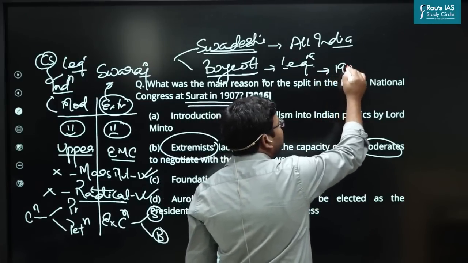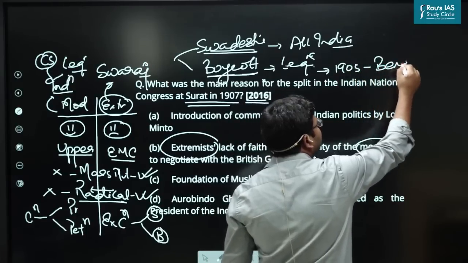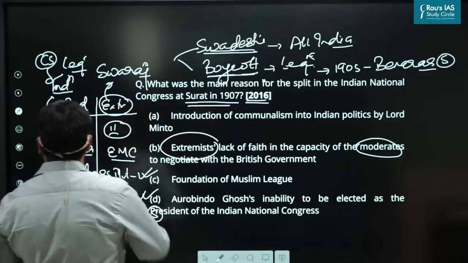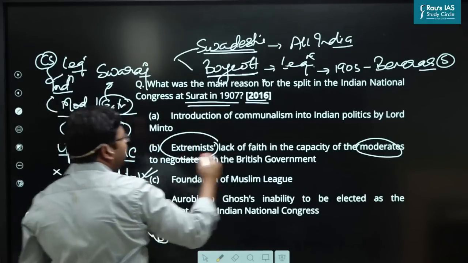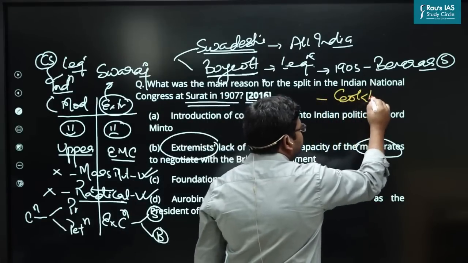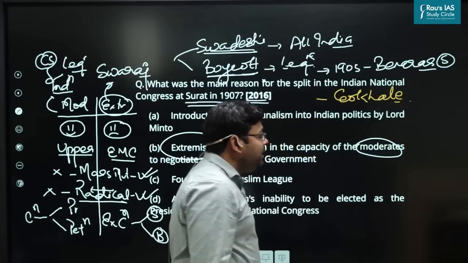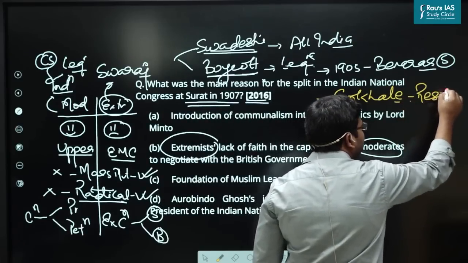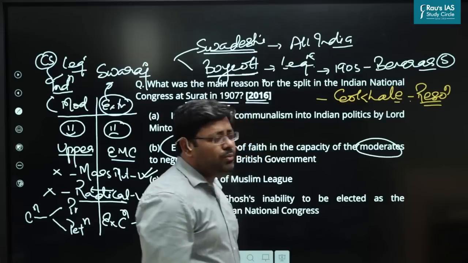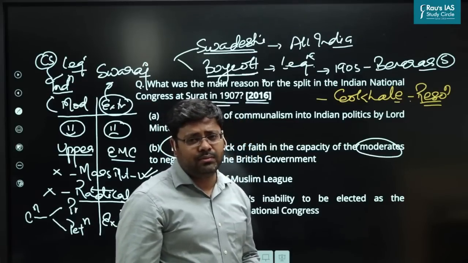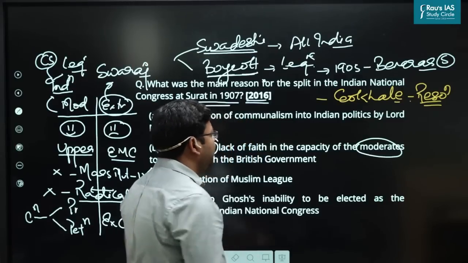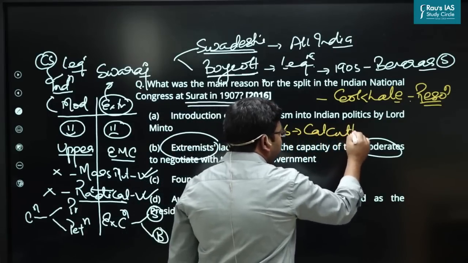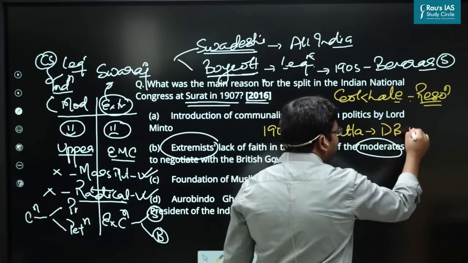First was the 1905 Benares session of Congress. The 1905 Benares session of Congress was presided over by Gokhale. And in this Benares session, a mild resolution was brought by Congress supporting the ideas of Swadeshi and boycott. The next session of Congress was the historic session of Congress at Calcutta, which was presided over by Dadabhai Naoroji.